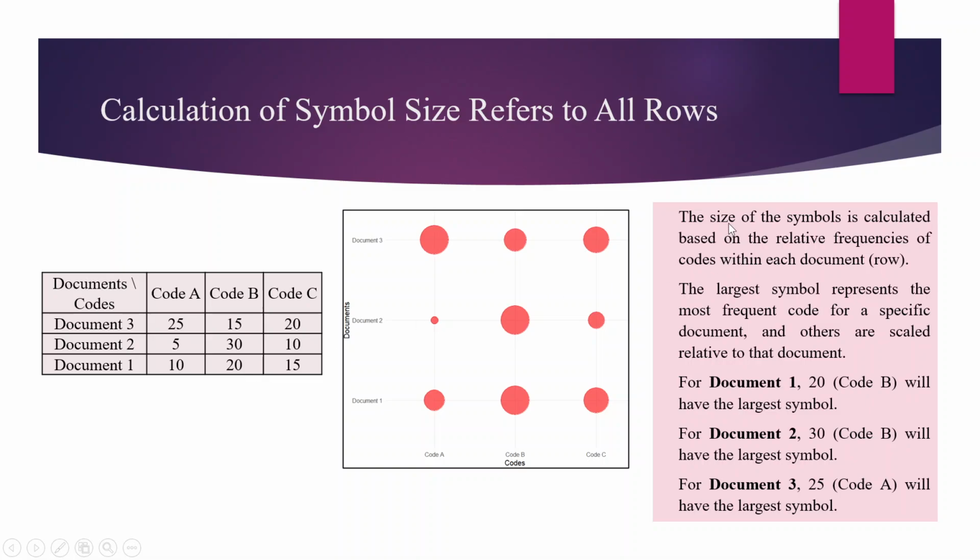The size of the symbol is calculated based on the relative frequency of the codes within each document, that is row. The largest symbol represents the most frequent code for a specified document, and others are scaled relative to that document. For document 1, 20, code B will have the largest symbol. For document 2, 30, code B will have the largest symbol. Document 3, code A will have the largest symbol. And this you can see here.